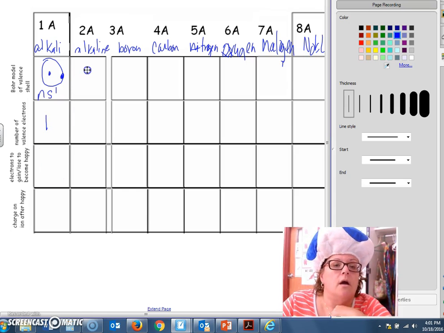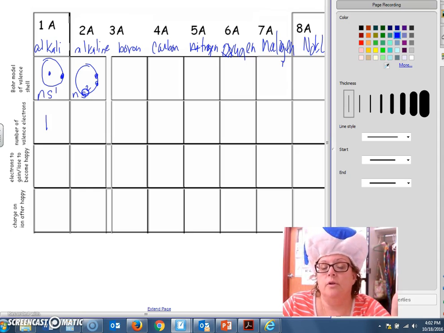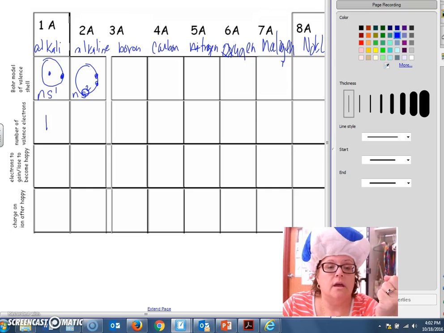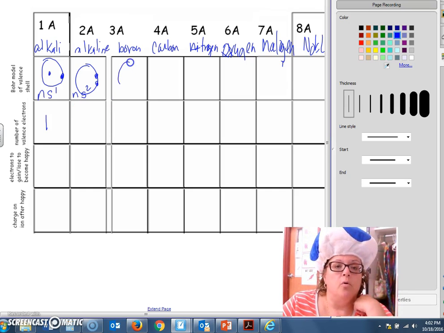All right. The alkaline earth metals also have the same number of outer shell electrons, valence electrons. These all end in s2. So beryllium is 2s2, magnesium is 3s2, and calcium is 4s2. We'll go on to boron. Boron has 3 outer shell electrons.